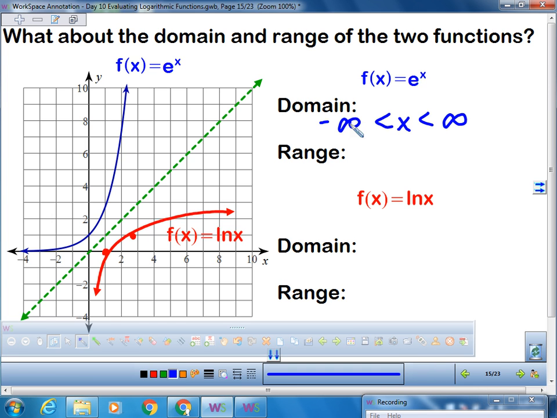If we're looking at the domain, I'm looking at the blue graph, and if I'm going in this direction, is there ever going to be anything that makes that arrow stop from going on and on and on? Is there ever anything? Nothing. So it's infinity. If I go this way, is there anything that's going to make this arrow stop from going in this direction? It's just going to keep going, right? Infinity. Let's look at the range.